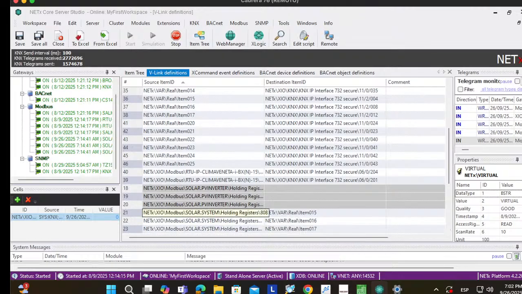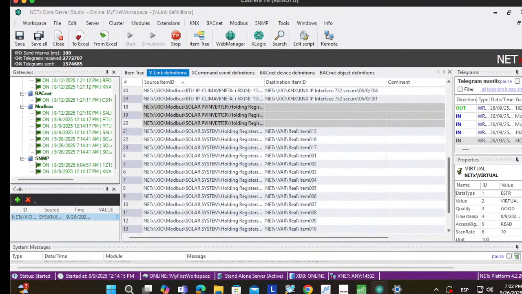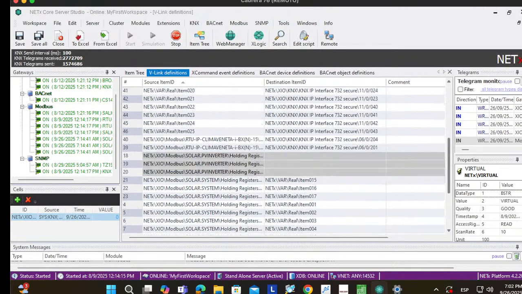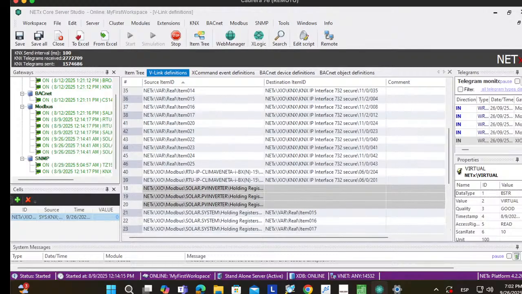So from this solar system holding registers, it's mapping the information into this variable, which is great. This is mapping. This is a gateway, like a hardware gateway, and it's useful. So again, with a BMS well programmed, you may replace local hardware gateways, let's say BACnet KNX or Modbus BACnet or whatever.